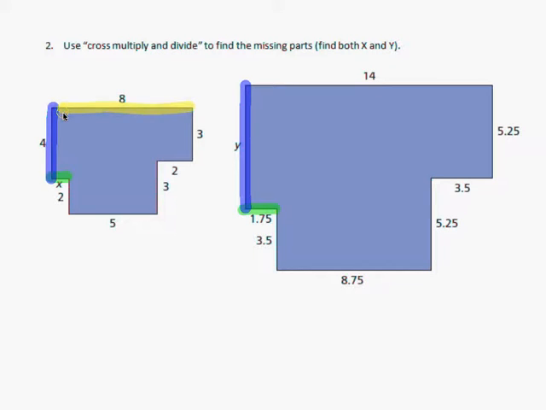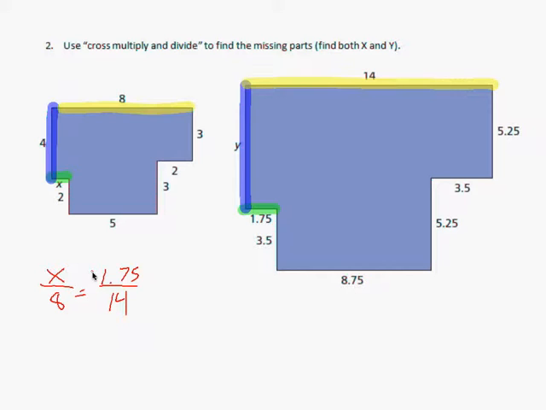8 and 14. Now, I'm going to set up and solve two different proportions. One of them for x, one of them for y. So I'm going to go and start with the x. So I'm going to pick green over yellow equals green over yellow. x over 8 equals 1.75 over 14. Notice how I set it up. I do not have the y over here.